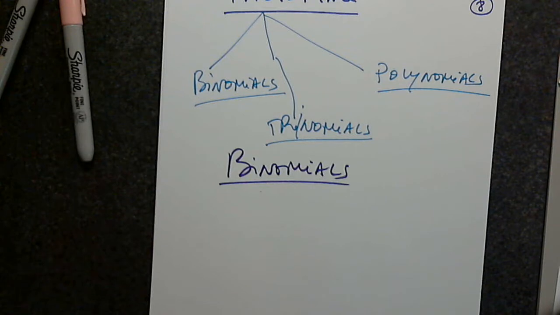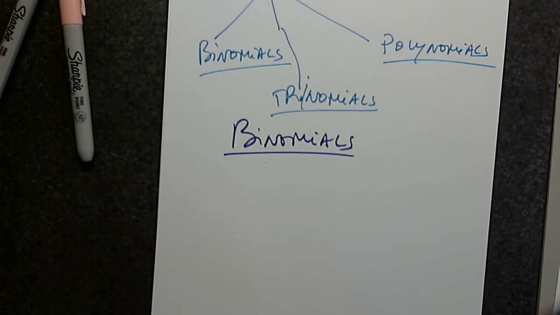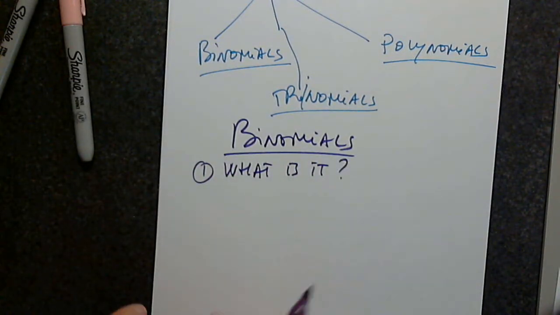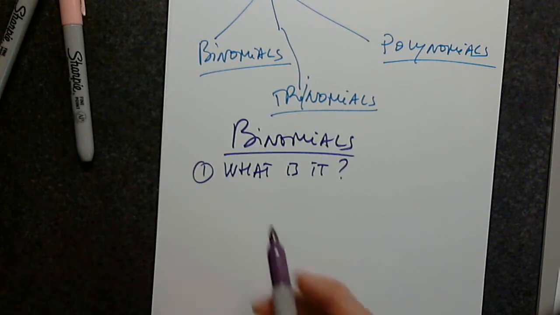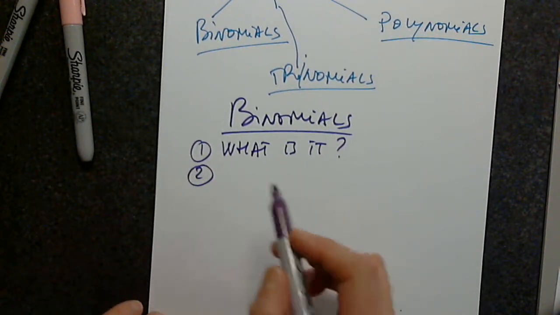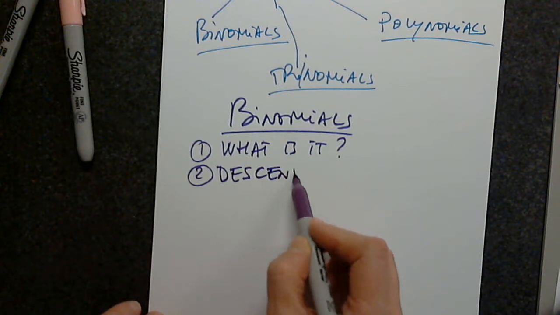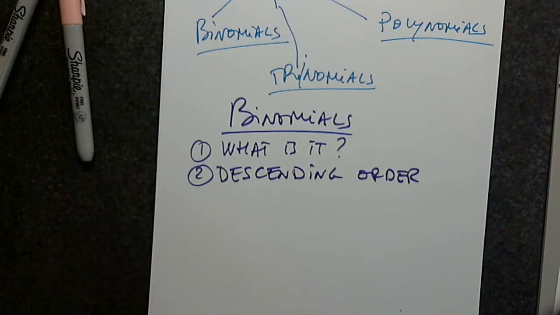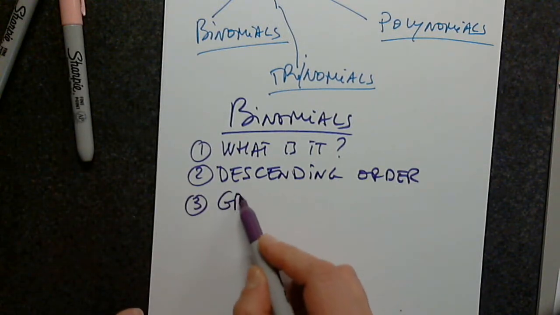How many terms does a binomial have? 2, indeed. Very good. So here's the strategy, and I am going to go through these steps all the time. Step 1, what is it? And I have to say binomial. Step 2, is it in descending order? If it isn't, then I have to rearrange it in descending order. Step 3, is there a greatest common factor?